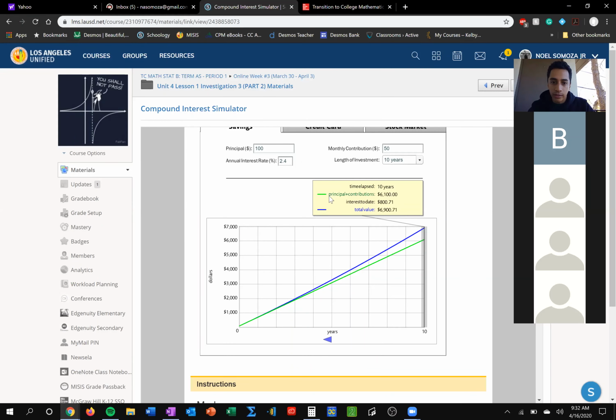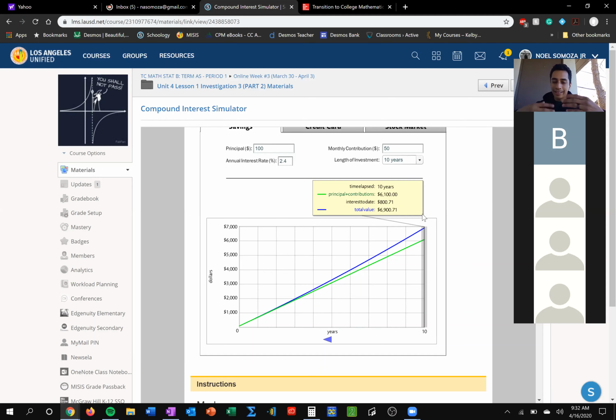You can tell right here that the principal plus the contributions represents your principal, the initial amount you put into the account when you first opened it. And then all of the contributions represent the $50 every month for the next 10 years. If you do the math real quick, 50 a month for a year, that's 50 times 12, which gives you $600. $600 a year times 10 years, that's the 6,000. So you have your 6,000 plus the 100 you initially put in. That's why your principal plus your contributions is 6,100 exactly.